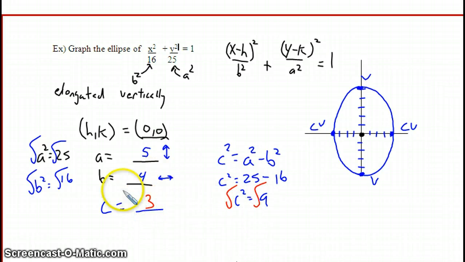And because C and A are on the same axis, in this case A was going up and down, so C will also go up and down because it's elongated vertically. I'll go up 3, put a dot there with an F. I'll go down 3, and I'll put a dot there with an F as well. So my focus points, or foci is the plural of focus, will always be inside of my ellipse when I graph it. When we talked about parabolas, we said that the parabola wrapped around the focus. Well, now the entire graph is around the focus points on your ellipse.